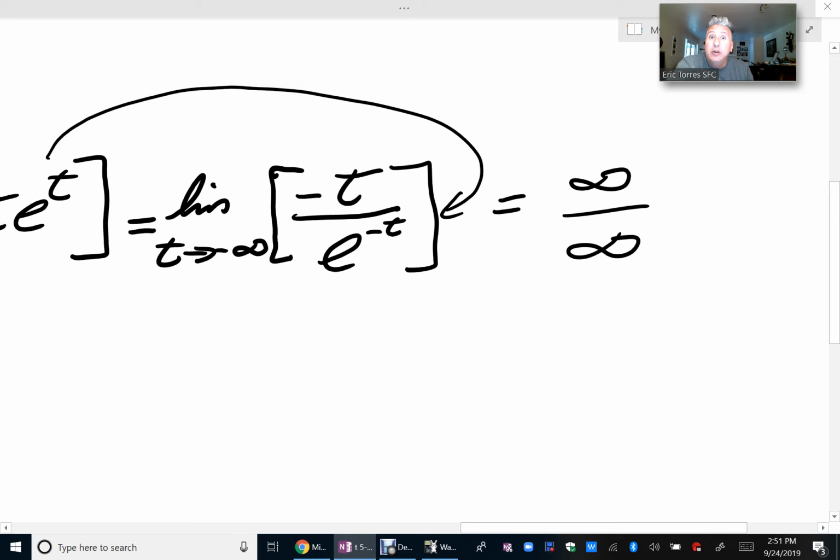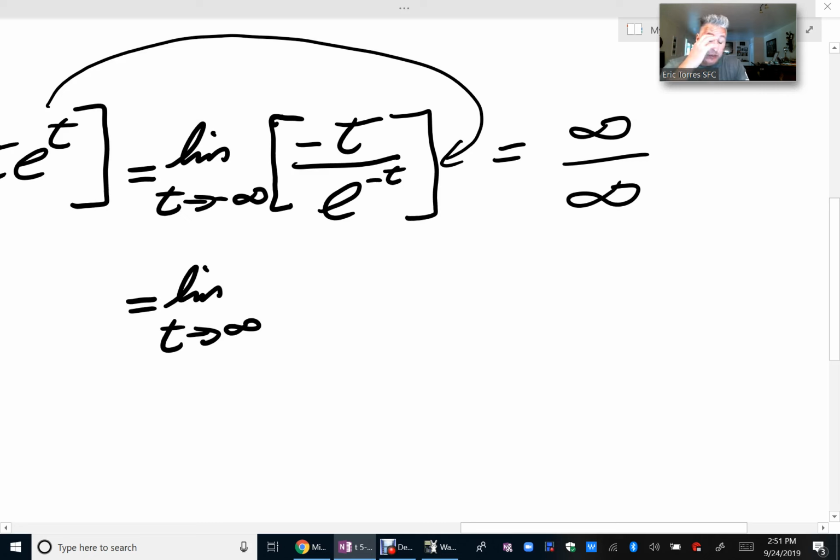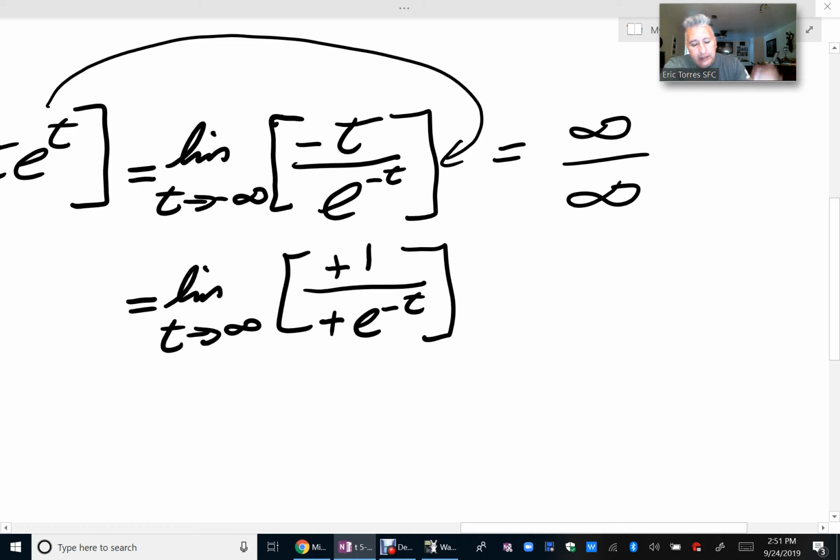That means we can use L'Hopital's rule. So I will take the derivative of the top and the derivative of the bottom. The derivative of the top is negative 1. The derivative of the bottom is negative e to the negative t. Of course, these negatives on top and bottom give me a net positive.